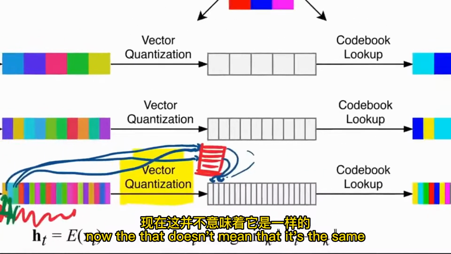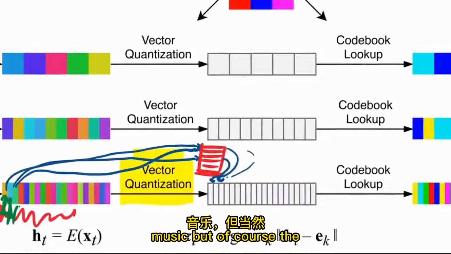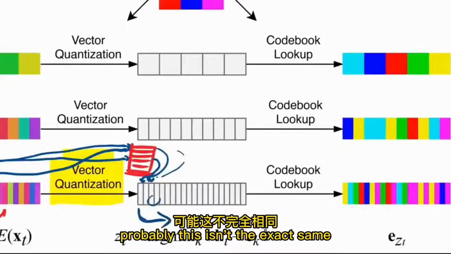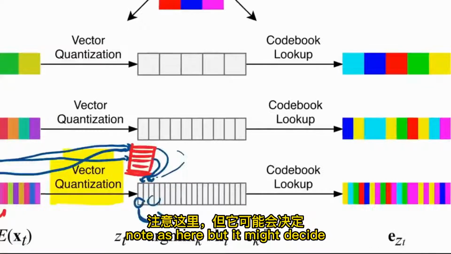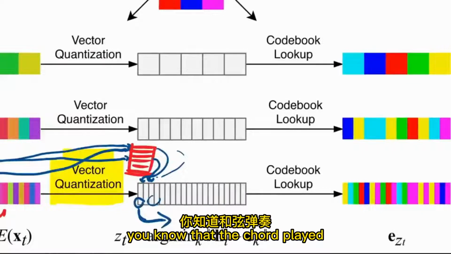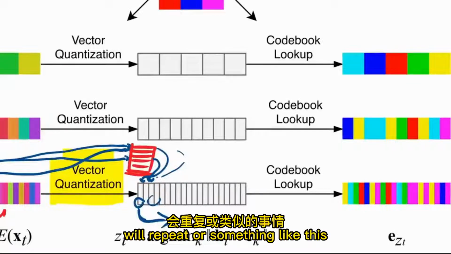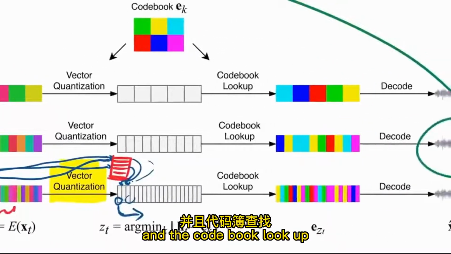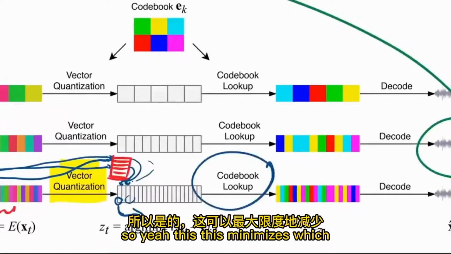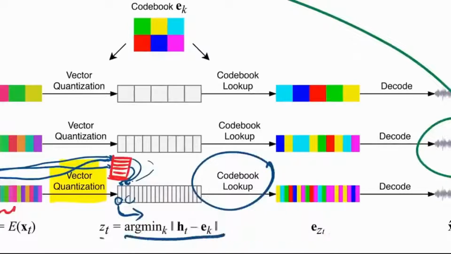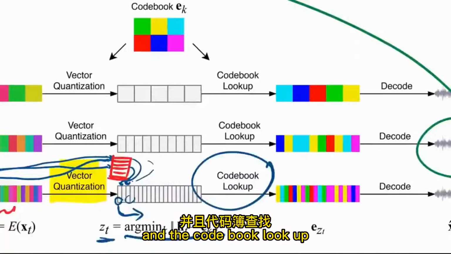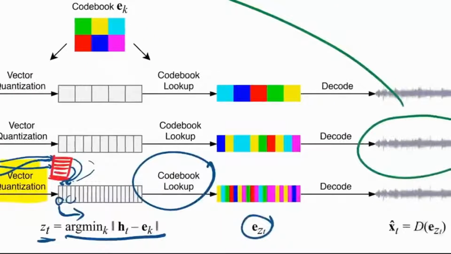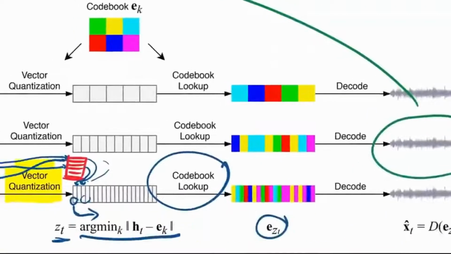Now, that doesn't mean that it's the same music, but of course the decoder now is going to look at the entire sequence and can decide, probably this isn't the exact same note as here, but it might decide that the chord played will repeat or something like this. So there's this vector quantization step, and the codebook lookup. Sorry, yeah, this minimizes which vector of the codebook is closest, and the codebook lookup, I think, will just replace this vector with the actual codebook vectors.